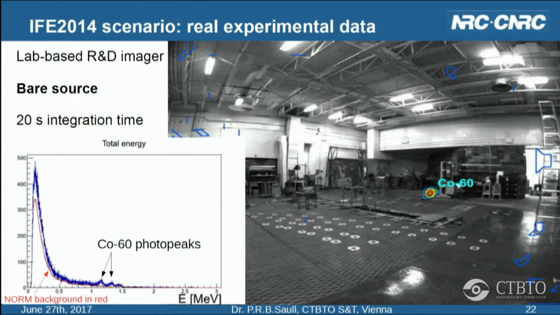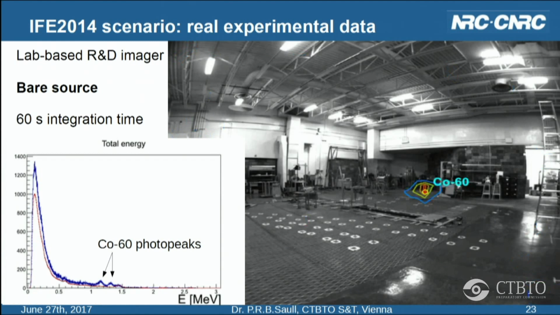So here's the image with the bare source, 20 seconds of integration time. Here's the spectrum. Overlaid in red is the background without any sources in the room. There are cobalt-60 photopeaks. And here in 20 seconds, we were able to reconstruct the position of the source. Here in 1 minute's time, same spectrum, we were able to get the precision a bit better. That's for a bare source.